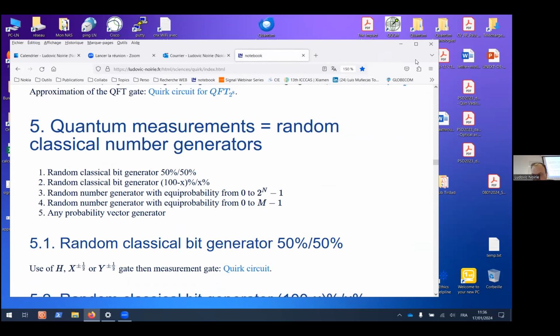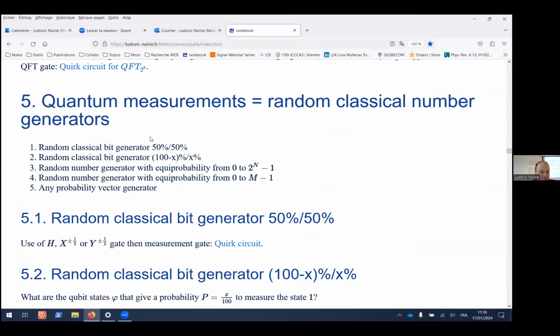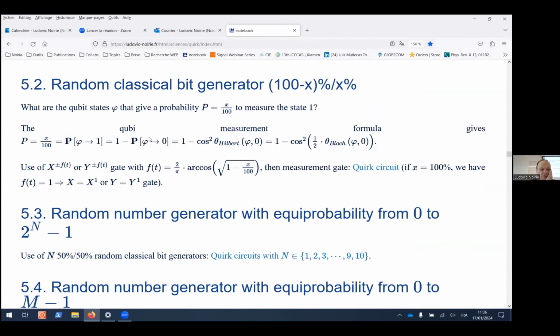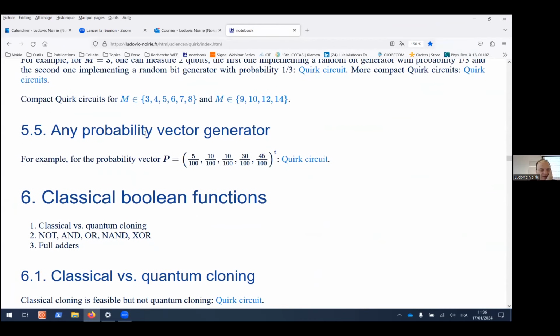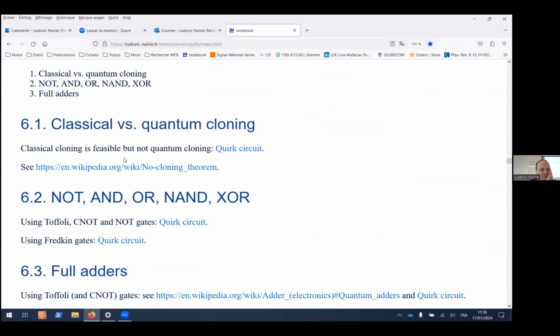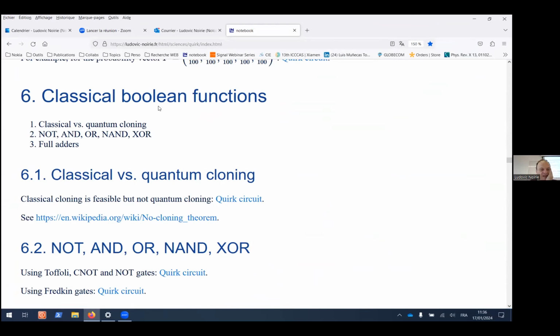And I think I will stop here. I did not finish. So next time, for the random generator, I will not speak too much about it. It's something that you will see in some example. Maybe I will speak a bit about the classical Boolean function, or maybe you can look at it by yourself. It's not complex.